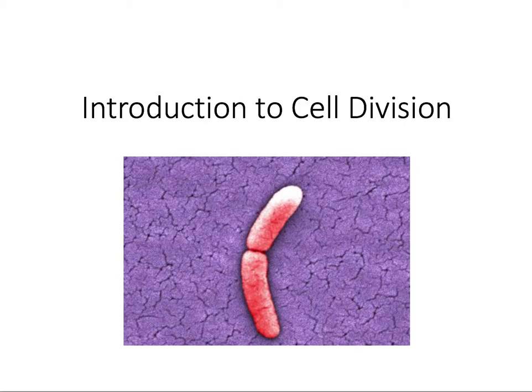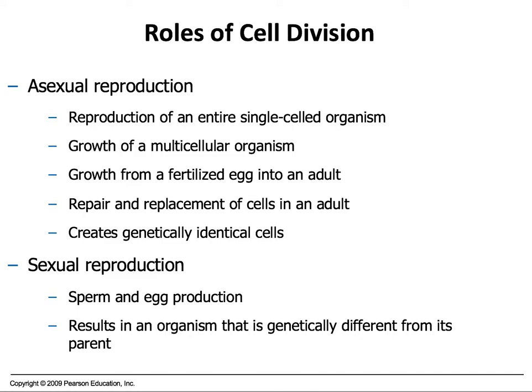Welcome to our introductory lesson on cell division. So there are different roles for cell division. There's asexual reproduction and sexual reproduction. Just a quick overview. In asexual reproduction, you have one parent and their offspring is going to be an exact copy. In sexual reproduction, you have two parents and they come together to form an organism that is genetically unique and very different from either parent.